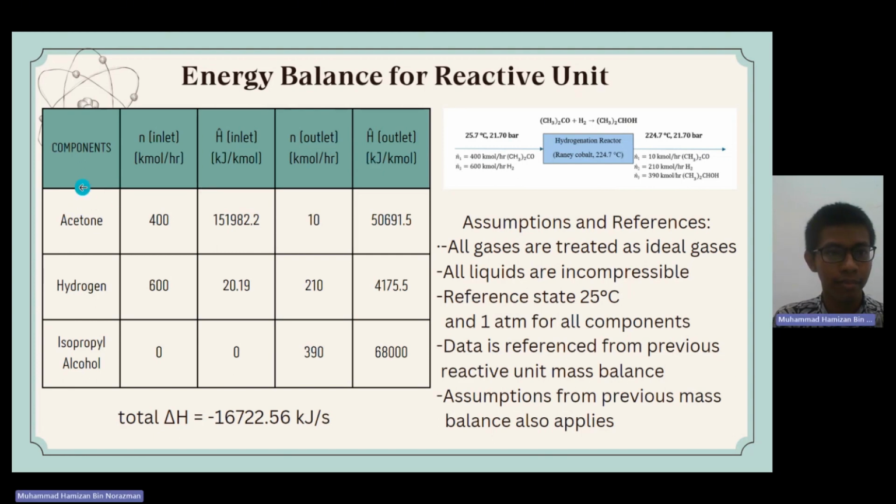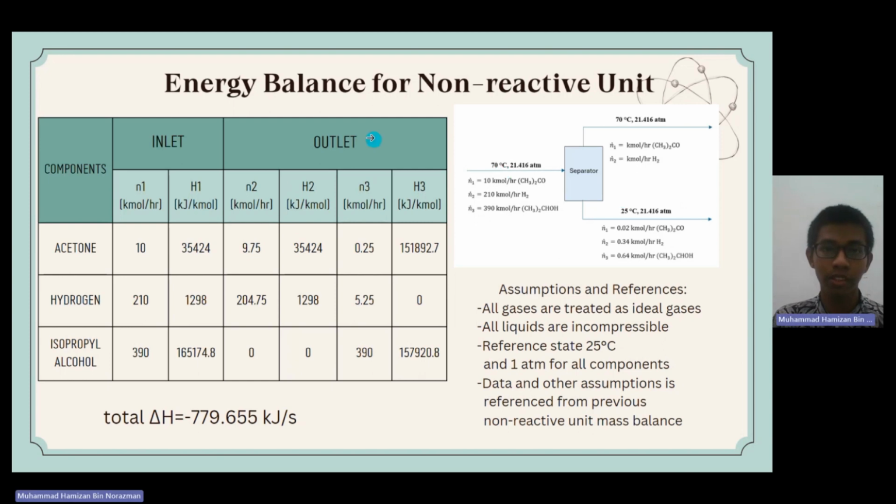As you can see here, we have listed all the components, the mole flow, and the enthalpy change for each of the inlet and outlet streams. And at the end of our calculation, we found that the total change of enthalpy for the reactive unit is negative 16,722.56 kilojoule per second. Moving on to the energy balance for the non-reactive unit, the separator.